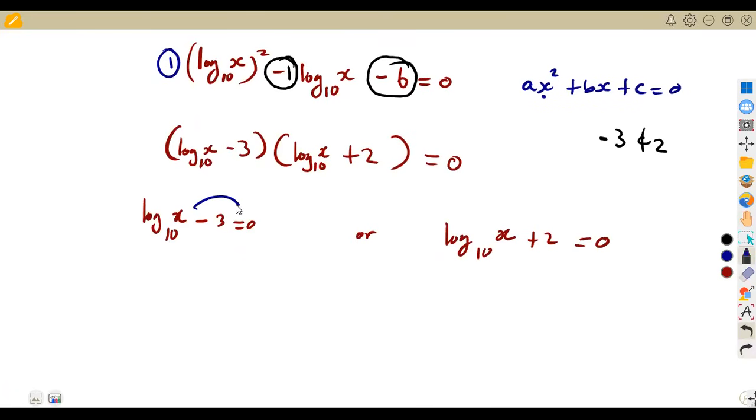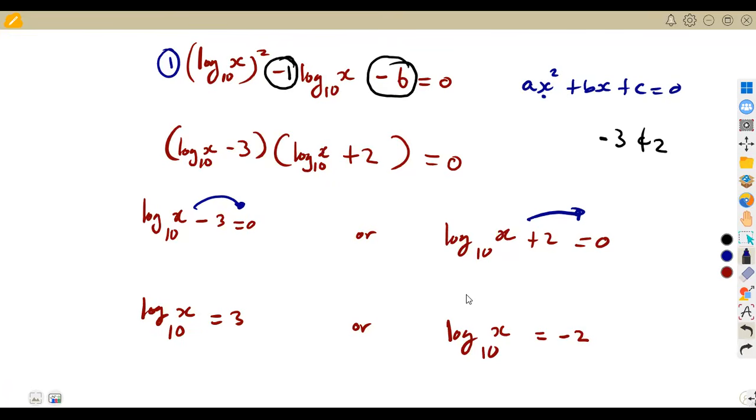All right, so let's first transpose the numbers to the other side of our equation. That means we are left with the logarithm of x in base 10 equal to 3, or here we are left with the logarithm of x in base 10. If you transpose 2 to that side, it becomes -2.